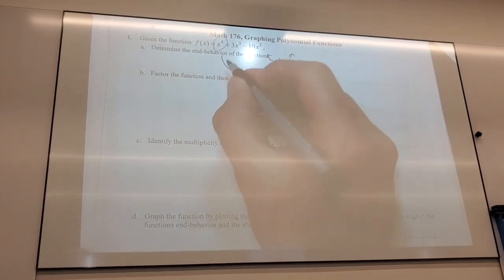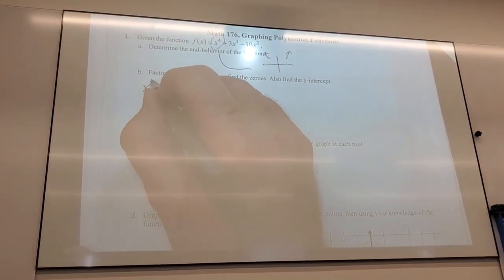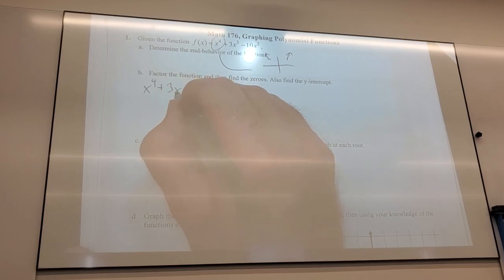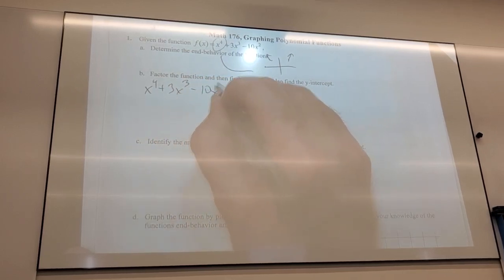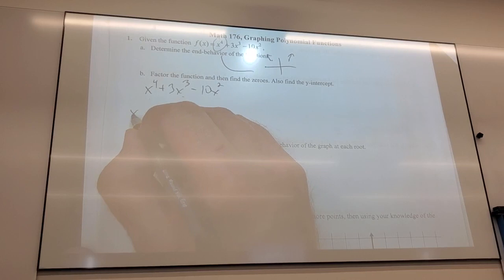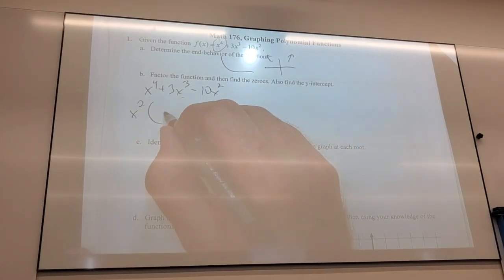How do I factor this thing? Well, you can't split it out. Where do you go? What do you always try first, of course? GCF, I love it. So what's left there?